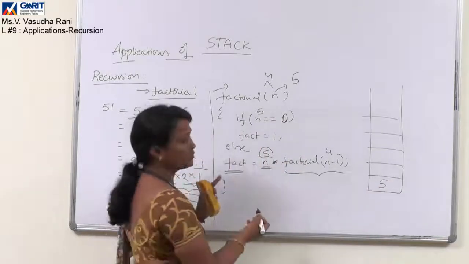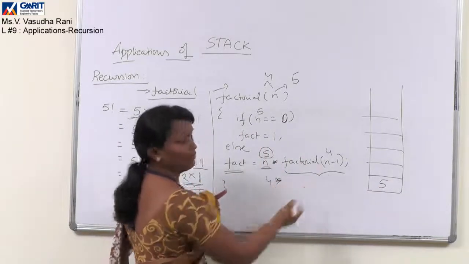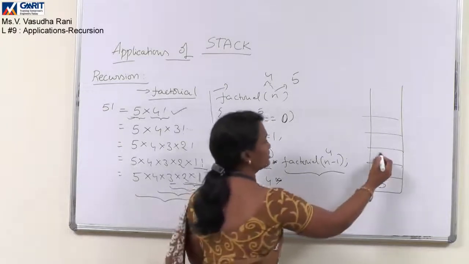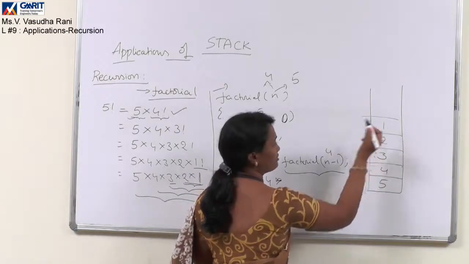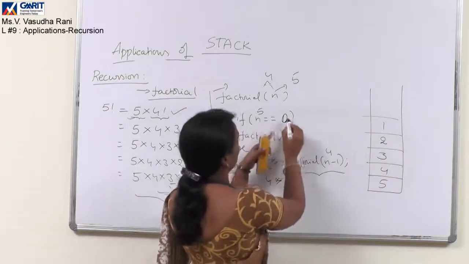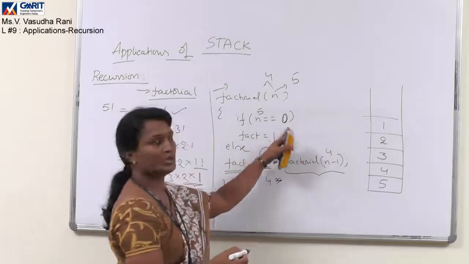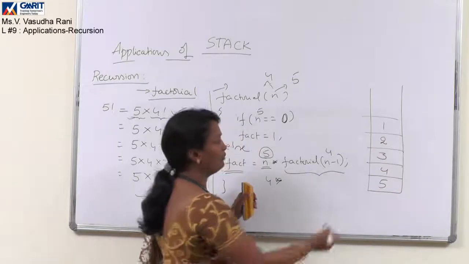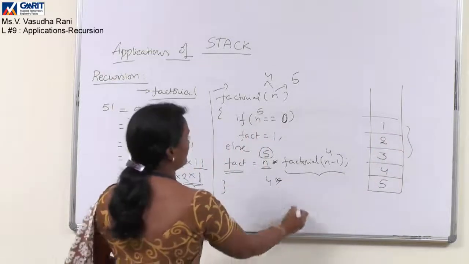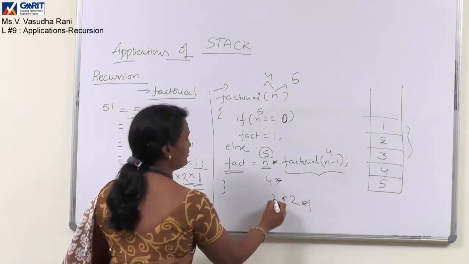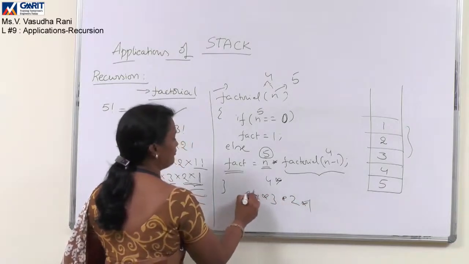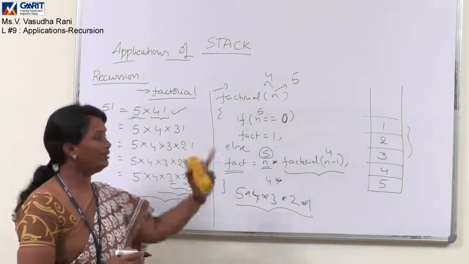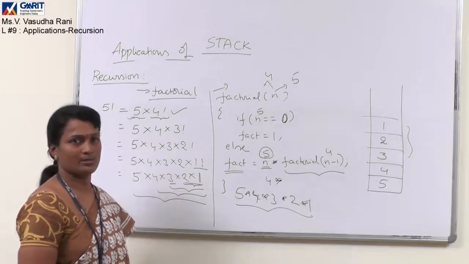In the next iteration, this will become 4 into factorial of 3. So we will store that 4 here. Next iteration 3, next iteration 2, next iteration 1, and here factorial of 1 becomes 0. It gives a resultant value 1 and we have got all these values. Now what we have to do is multiply all the values. It is 1 into 2 into 3 into 4 into 5. So in the recursion process to be implemented, the stack data structure is utilized.